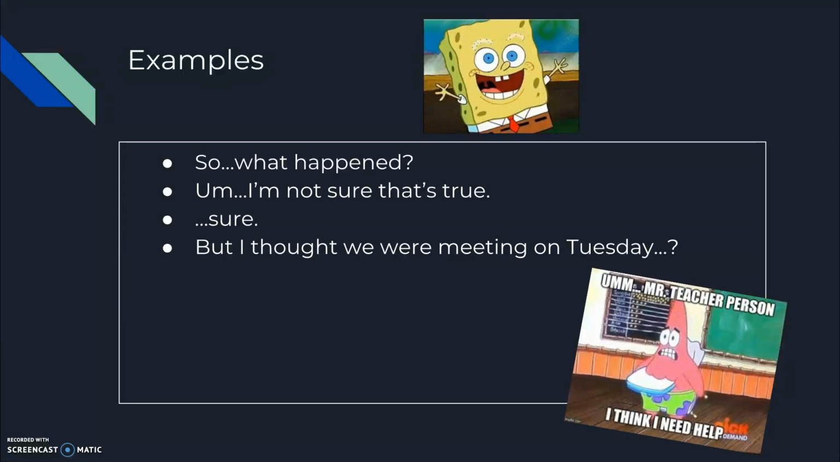So some examples here I have: "So what happened?" And in there you can see the three dots, which is the ellipsis. "I'm not sure that's true." "Sure. But I thought we were meeting on Tuesday." And of course, my favorite prime example by Patrick Star is, "Mr. Teacher Person, I think I need help."